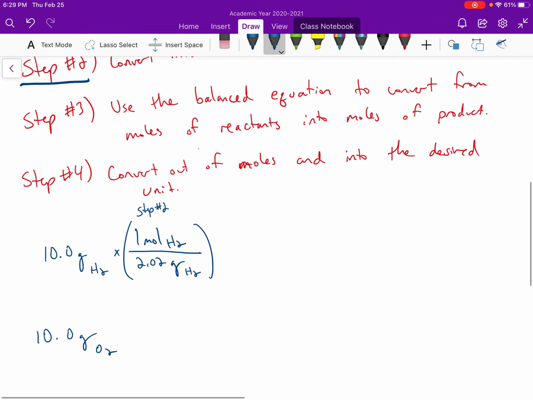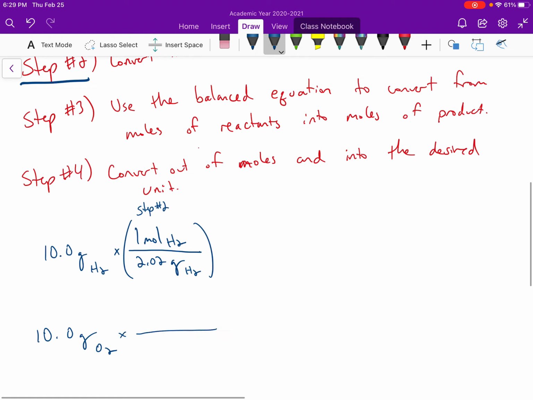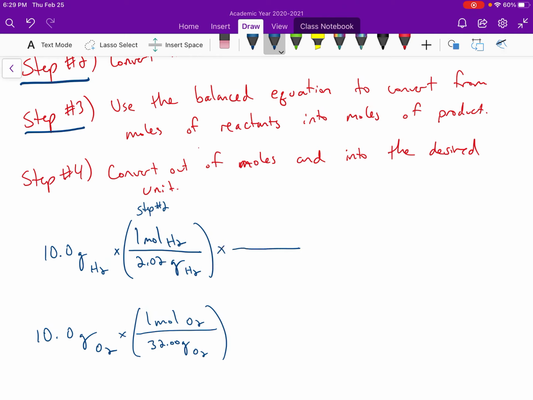Okay? So let's do the same thing down here with oxygen. 1 mole of O2 is going to be, oxygen weighs 16, so it's going to be 32 grams of O2. All right, so that's the first thing. Then we got to move on. Step 3. Use the balanced equation to convert from moles of the reactants into moles of the product.